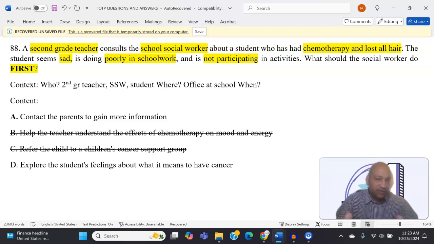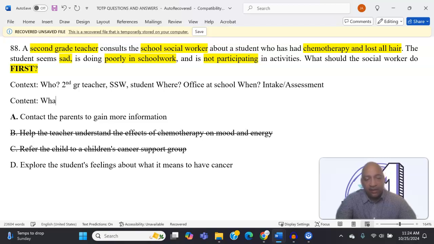Social work happens in 3 phases: the intake or assessment phase, the treatment or intervention phase, and then termination. Well, this is not termination, and this is definitely not the intervention phase. This is clearly the intake or assessment phase, because the social worker has not met the second grader yet and doesn't know anything. So it's just the beginning, it's the onset. So now we know who, we know where, and we know when.